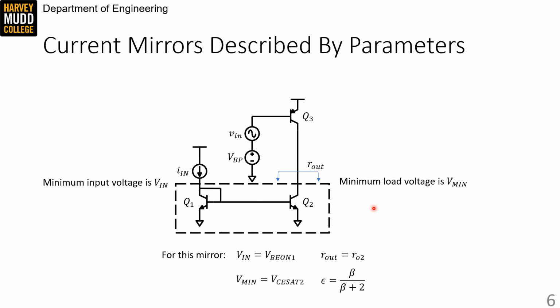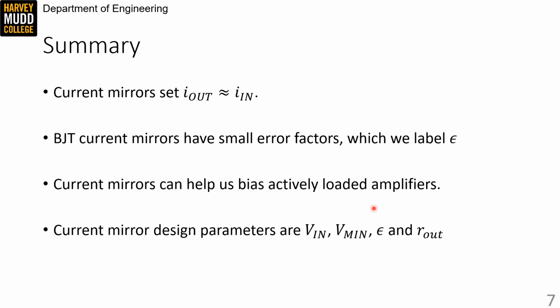In summary, current mirrors set I out to be pretty close to I in. BJT current mirrors have small error factors, which we label epsilon. Current mirrors can help us bias actively loaded amplifiers. And current mirrors are described by design parameters, and those are Vin, Vmin, epsilon, and Rout.